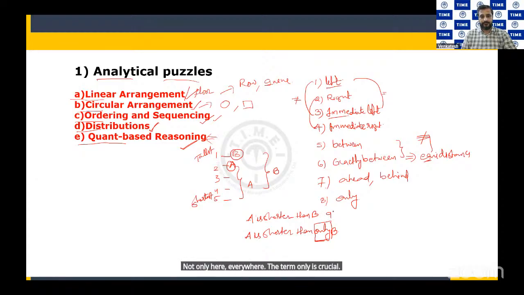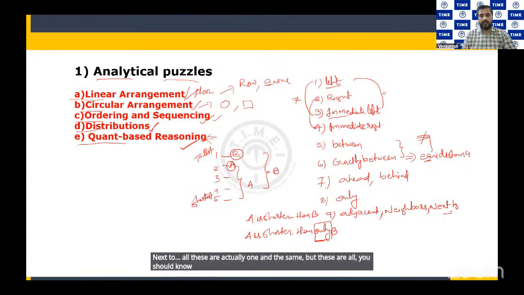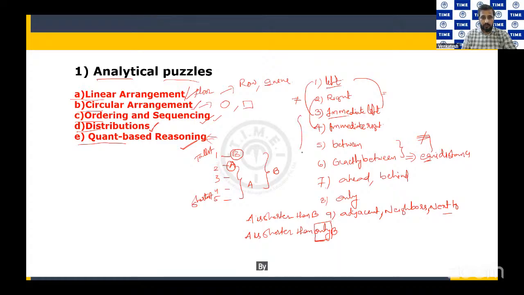Next. Other important terms like adjacent, neighbors, next to. All these are actually one and the same, but you should know them before going to the exam. By knowing all these terms, you will be able to complete the questions in less time. Without knowing the terms, you cannot solve the puzzles. That is the basic thing.